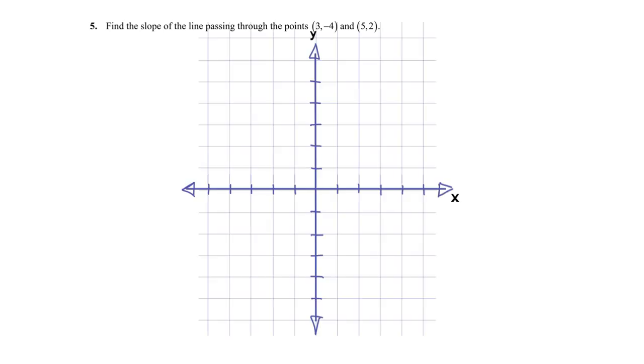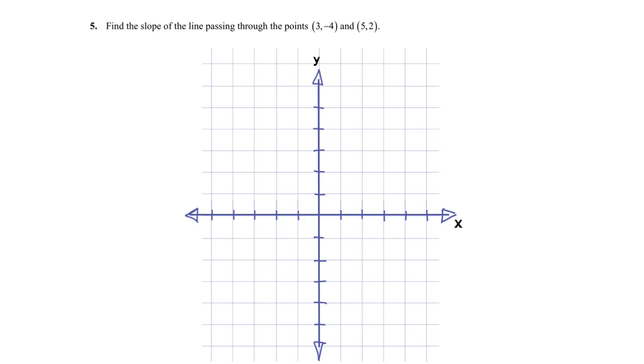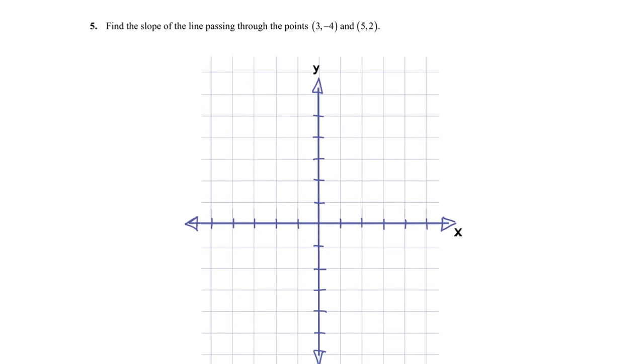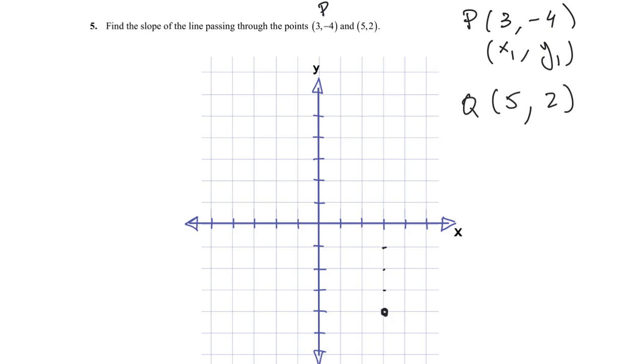Let's plot these two points. The point (3, -4) is the first point. Let's call this point P, and say that P is (3, -4), where this is x1 and this is y1. And let's call the other point Q, that is (5, 2), where this is x2 and y2. The x2 is 5, the y2 is 2.